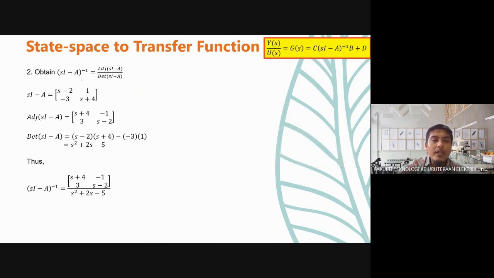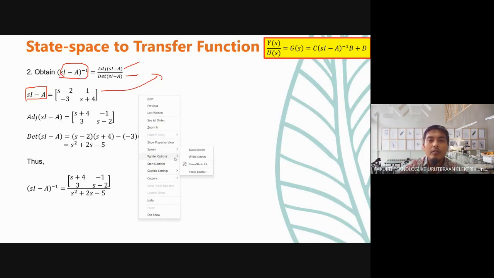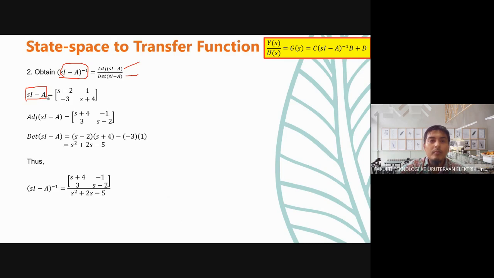And after that, you need to obtain the (sI minus A) inverse. The (sI minus A) inverse formula is the adjoint of (sI minus A) divided by the determinant of (sI minus A). So you know that this is your sI minus A, and then you need to calculate the adjoint of (sI minus A). So how do you get this result? You need to use the 3T technique. Firstly, you need to transpose. So you have sI minus A here, you transpose it and it becomes s minus 2, 1, negative 3, s plus 4.